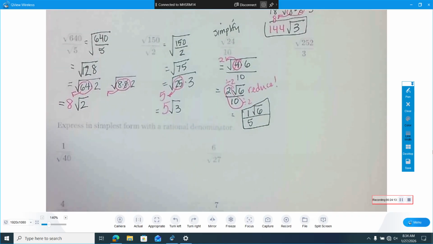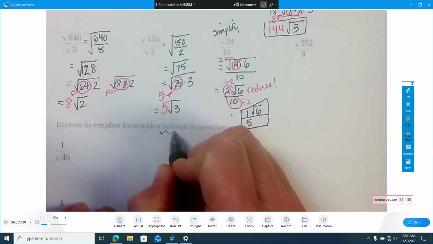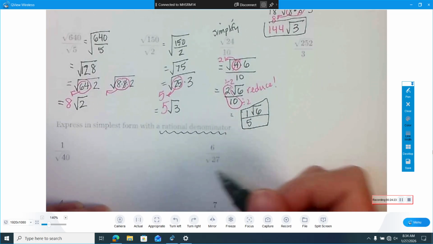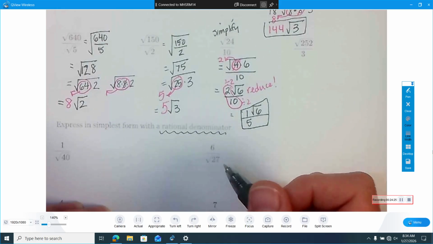Let's go down to the bottom here. Express in simplest form with a rational denominator. Denominator is a better word.